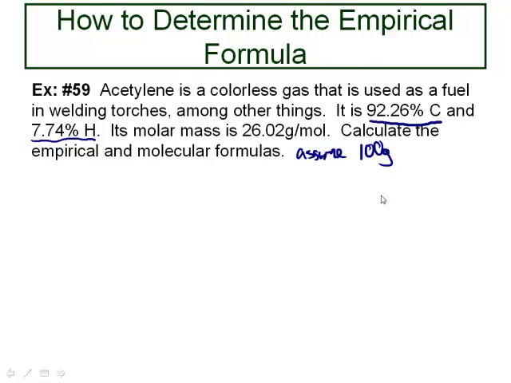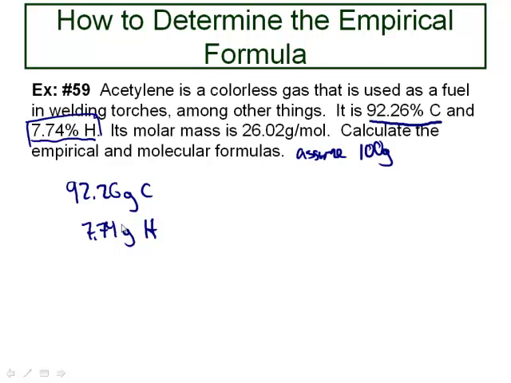Now what that means is that if we have 100 grams of the compound and by mass it is 92.26% carbon, that means we have 92.26 grams of carbon in that sample, and by a similar piece of logic, we are going to have 7.74 grams of hydrogen in the sample. We made our assumption just now. I now know a mass of carbon and a mass of hydrogen in that theoretical sample.